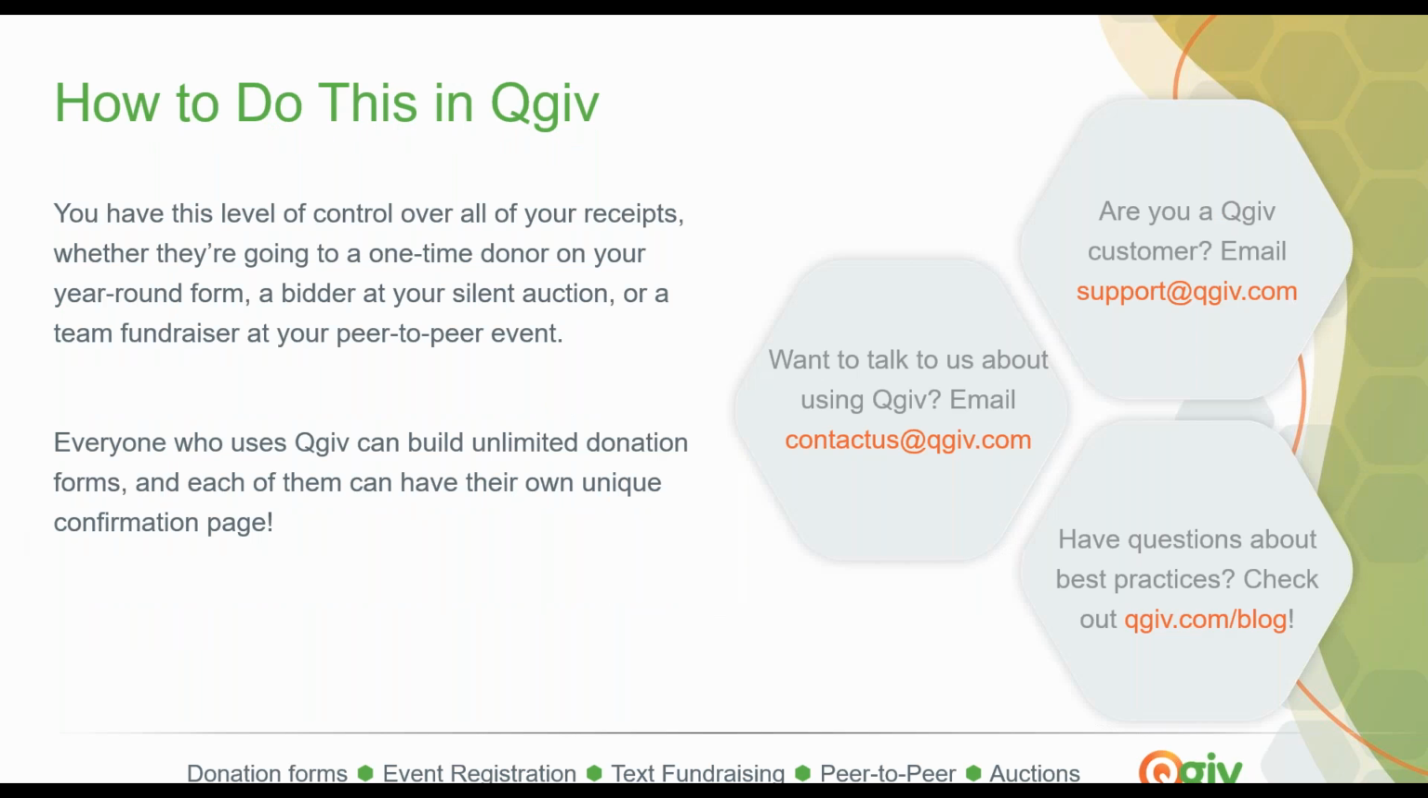You can apply that level of customization to all of your receipts. So anyone who donates, anyone who registers for an event, anyone who makes a purchase from your peer-to-peer event will get a receipt that makes them feel seen and appreciated and important. And you can honestly set up receipts and confirmation pages for individual forms. And anyone who uses Qgiv can have an unlimited number of forms. So you can really easily get granular and specific with your donation forms, and you can send very personalized receipts and very personal confirmation messaging to your donors.